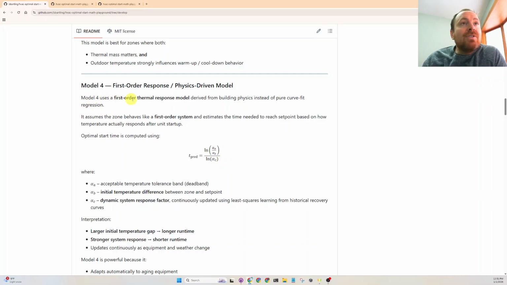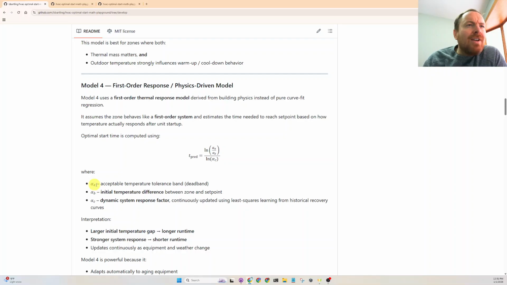So Model 4 uses a first-order thermal response model derived from building physics instead of a pure curve-fit regression. It assumes the zone behaves like a first-order system and estimates time needed to reach set point based on how temperature actually responds after the unit startup. Optimal start time is computed using this equation.